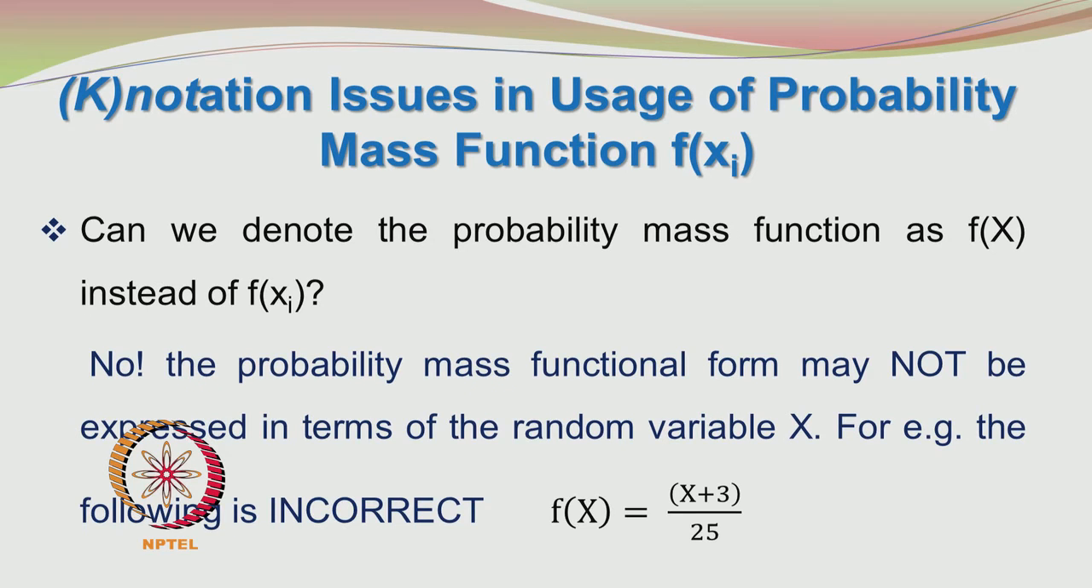As I said earlier, we should look at the notation or terminology issues whenever we use the language of statistics. Okay, the grammar has to be correct. So let us look at some of the notation issues in the usage of the probability mass function f of xi. Okay. So can we denote the probability mass function as f of x instead of f of xi? Okay. You cannot put capital X in the argument of the probability distribution function or the probability mass function. Okay. It should be f of small xi. So writing the probability mass distribution as f of capital X is equal to capital X plus 3 by 25 makes no sense. Okay.